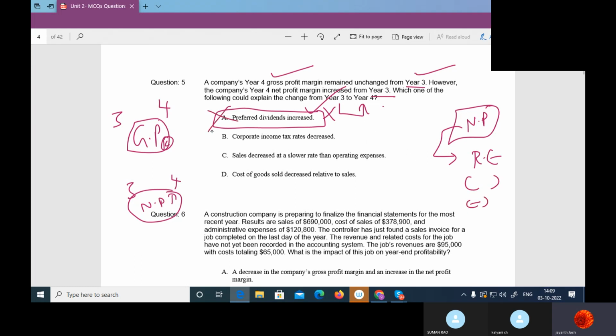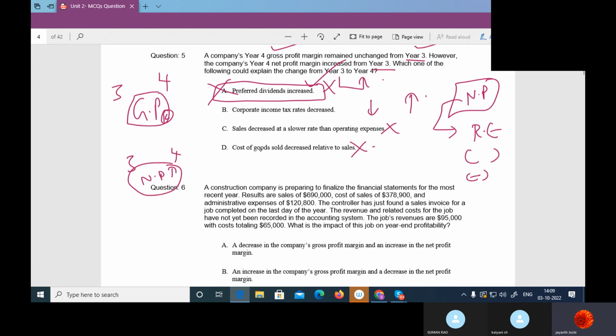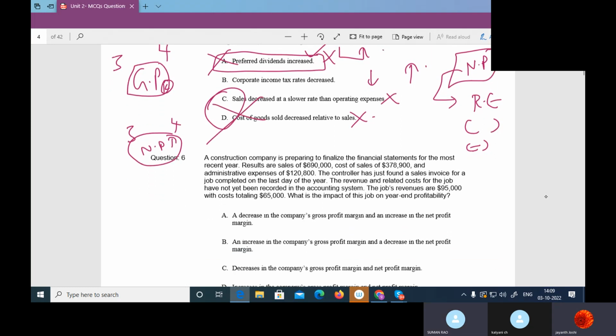Sorry, it won't come. Income tax, definitely. I think if tax decreases, your profit next year can increase. And sales decrease? They're asking about net profit, not about gross profit. So I won't go for this, and I also won't go for this. So B is the answer. Why won't I go for them? Because these two are concerned with gross profits, nowhere are they concerned with net profits.